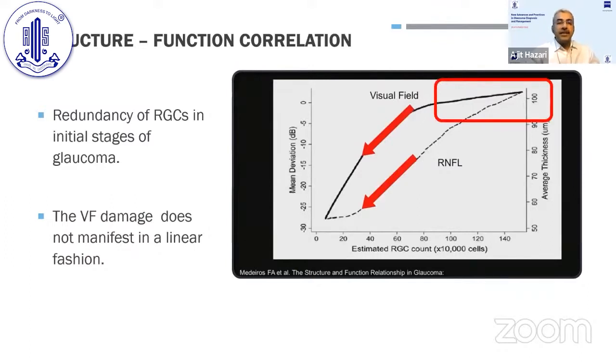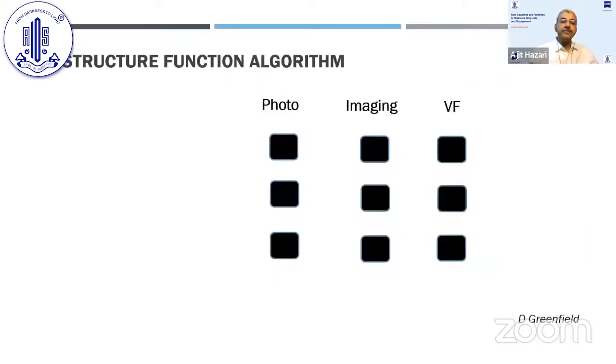There's a redundancy of retinal ganglion cells in the initial stages of glaucoma, because of which the perimetry does not show any defect, but the RNFL can pick up early defects. As the damage increases in moderate glaucoma, the visual field as well as the OCT can both pick up the defect. While in late stages, the visual field is the one which deteriorates, and the RNFL will not show any changes because of the floor effect.